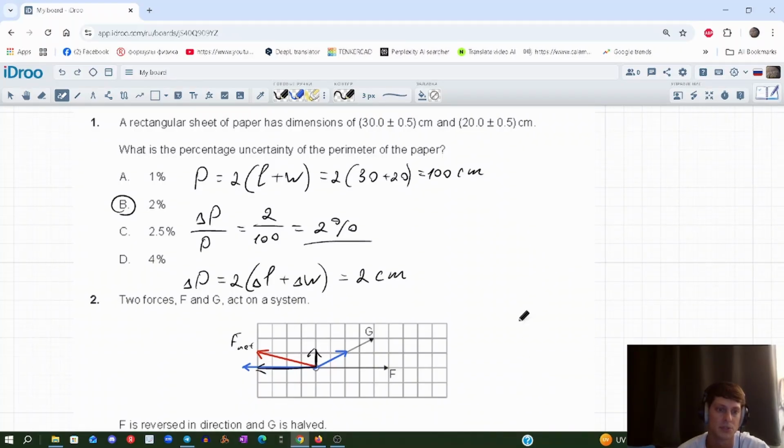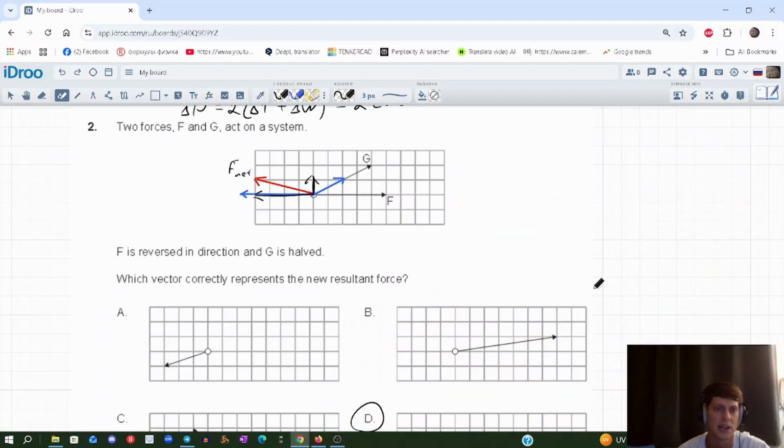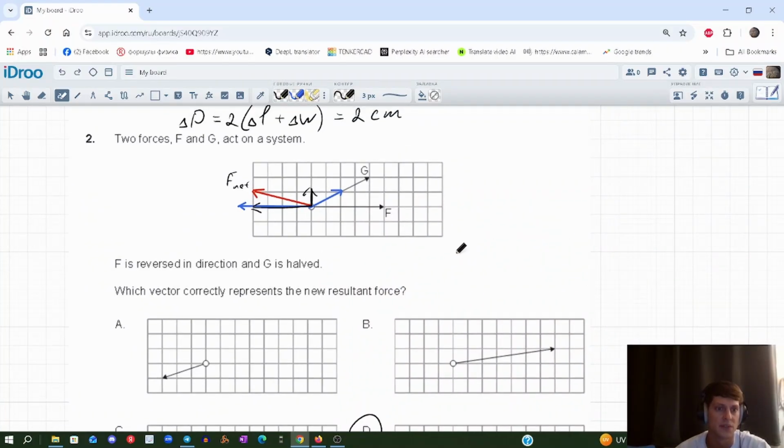Problem number 2. Two forces F and G act on a system. F is reversed in direction and G is halved. Which vector correctly represents the new resultant force? So, okay, we reverse the force F. So now it's like this. And we halve the force G.